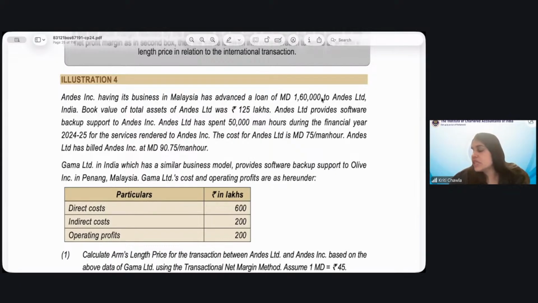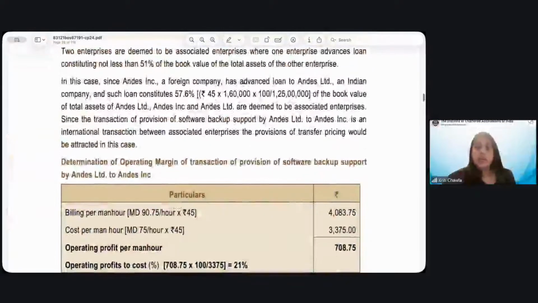Now, if you remember section 92, and I'm going to again post it on the chat box, Section 92A, subsection 2, clause C. This is the one that basically says that whenever there is advancement of loan, it has to be 51% or more of the book value of total assets. Now, book value of total assets is given, which is 125 lakh, and you will have to see whether the loan is 1,60,000 Malaysian dollars.